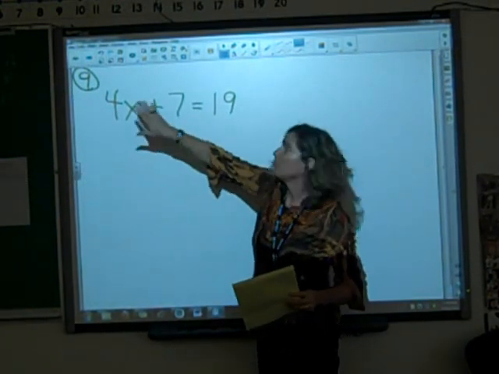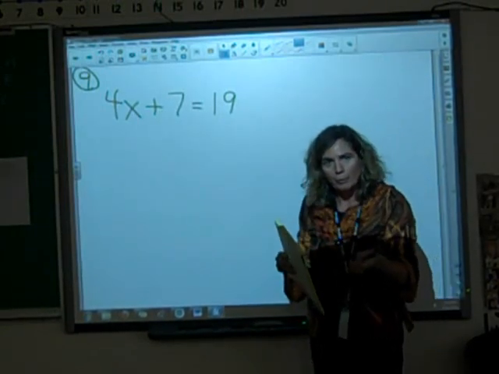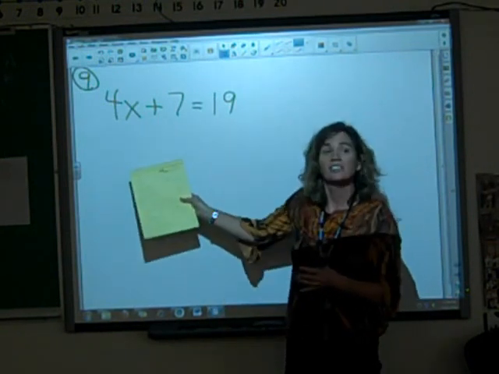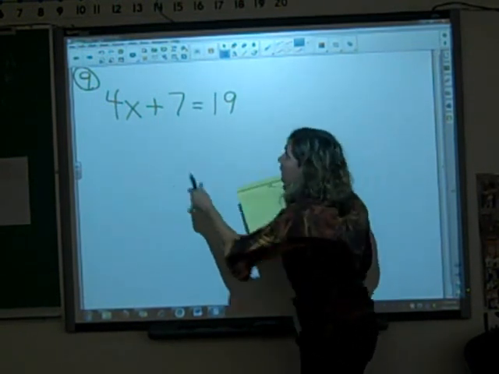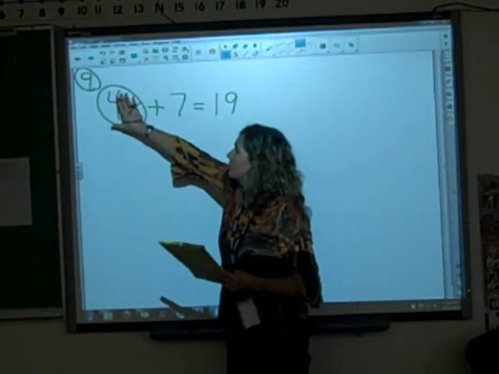Since we have two operations, multiplying and addition, now we have to talk about what's our goal. Remember, we want to get that variable x all by itself. We want to isolate x. Where is x? Find it. Look, there it is. I see it with the 4. I like to circle it. I want to get that by itself.